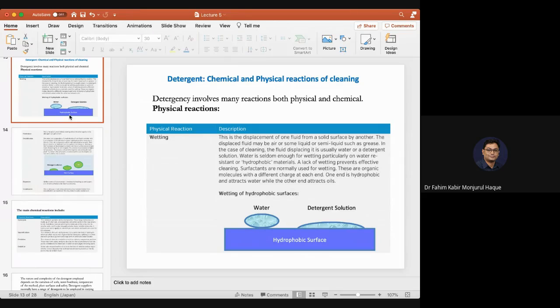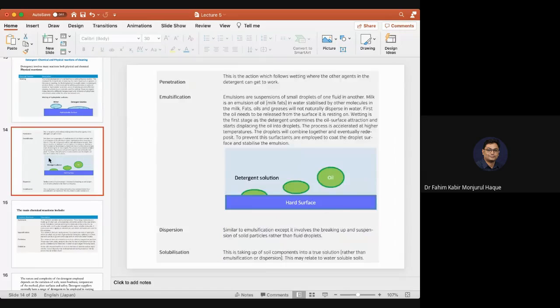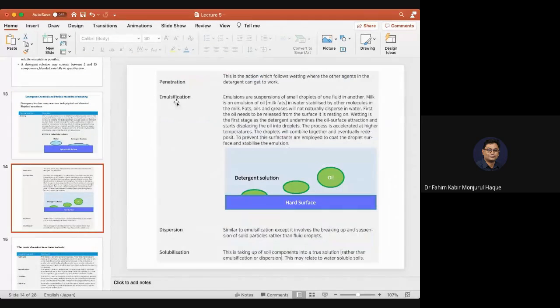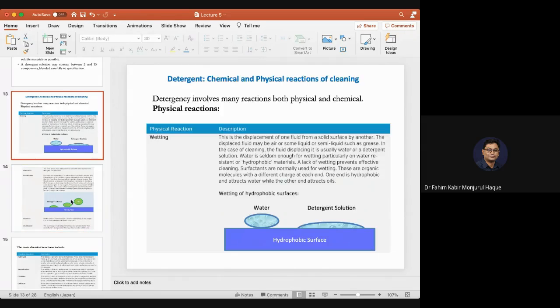One, some physical reactions, and two, some chemical reactions. These are the physical reactions: wetting, penetration, emulsification, dispersion, solubilization. If we just read it, you'll get it. For now, I'll just talk about this one.